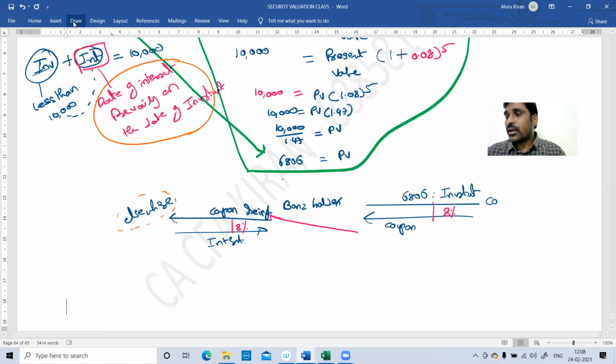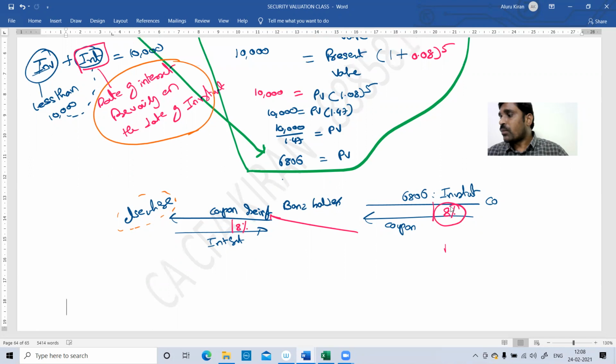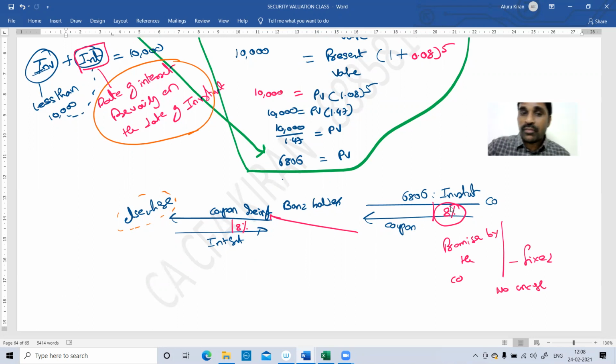But here the point is that this 8% is promised by the company. This is fixed. There is no uncertainty. The company will definitely pay 8% for all the 5 years. It is not changed.